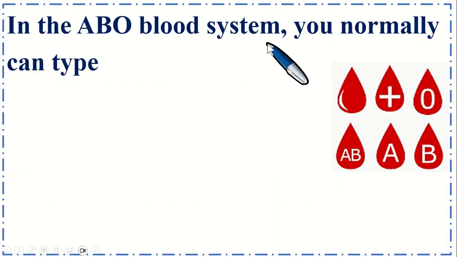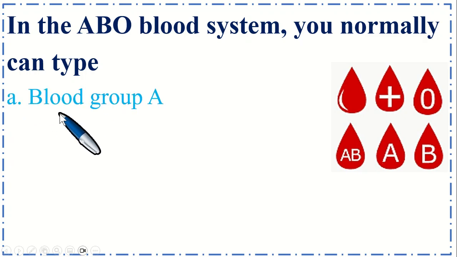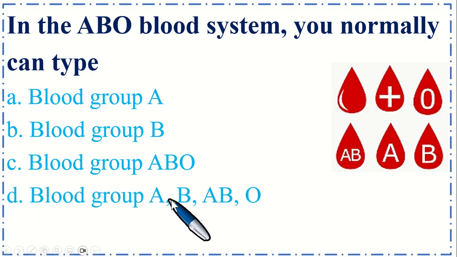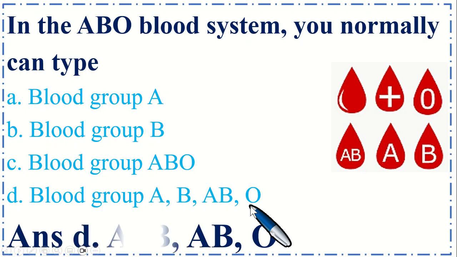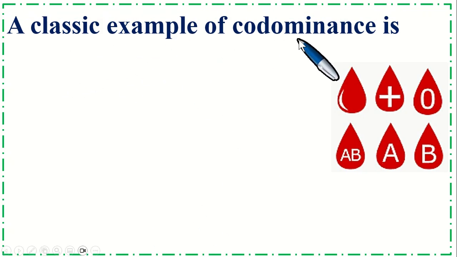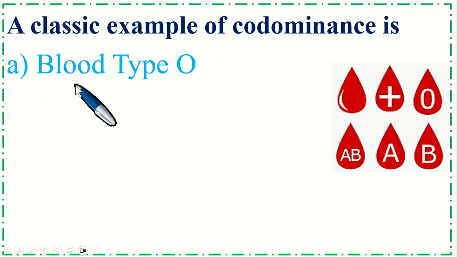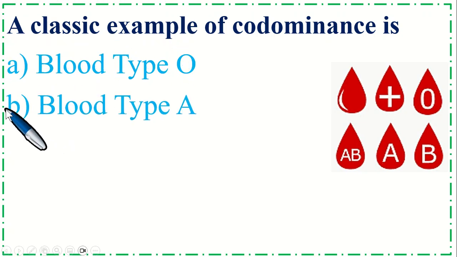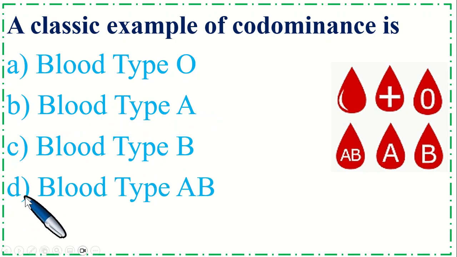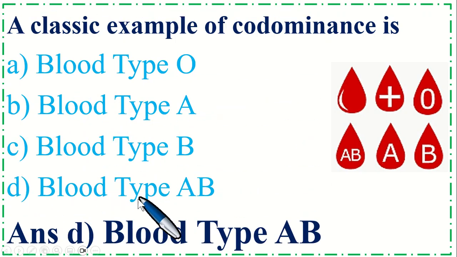In the ABO blood system, you normally can type option A, blood group A; option B, blood group B; option C, blood group O; and option D, blood groups A, B, AB, and O. So the correct option is D. A classic example of codominance is option A, blood type O; option B, blood type A; option C, blood type B; and option D, blood type AB. So the correct option is D, blood type AB.